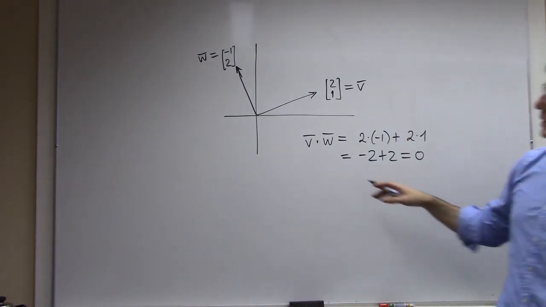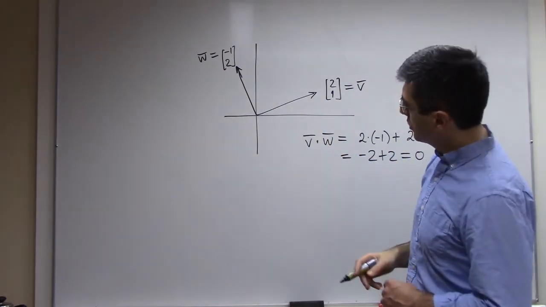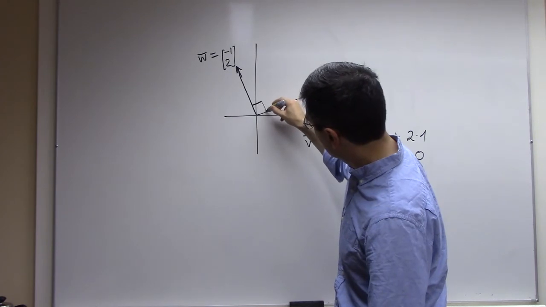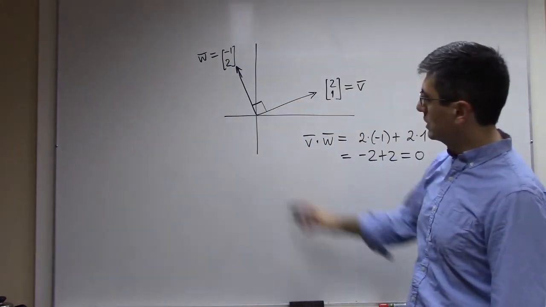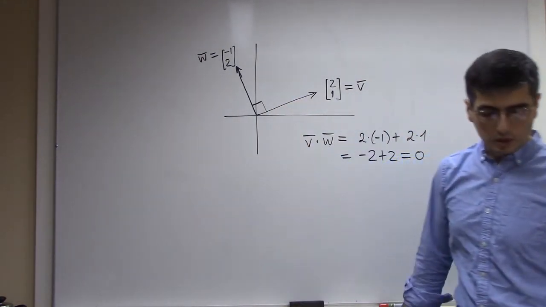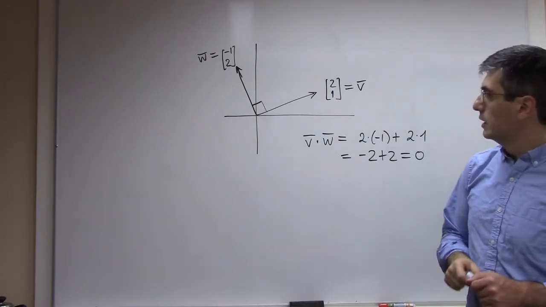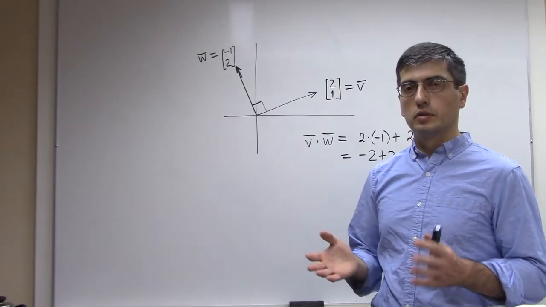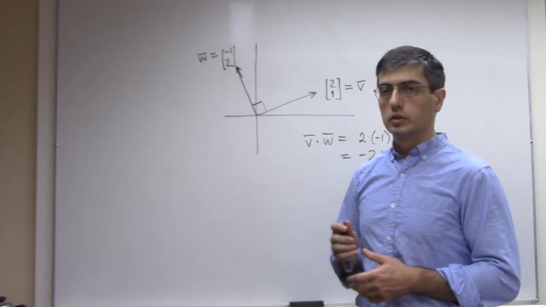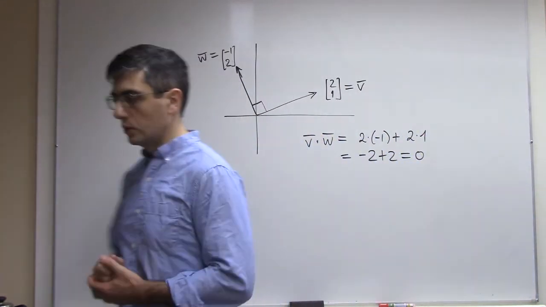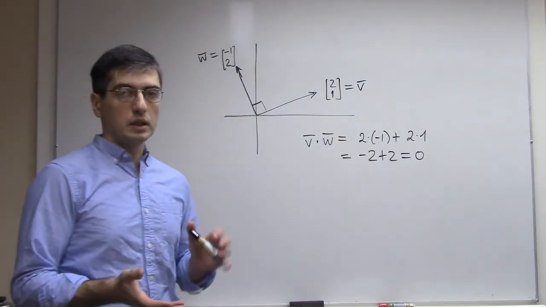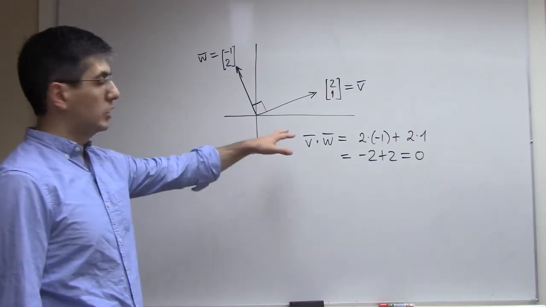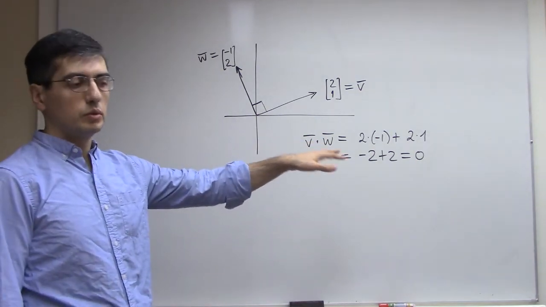But now if you look at the picture, what you notice is that these two vectors form an angle which is 90 degrees. So in some sense, if you want to generalize the concept of an angle to an arbitrary dimension, or at least if you want to say that two vectors form a 90-degree angle, then the dot product can be used to define that notion.